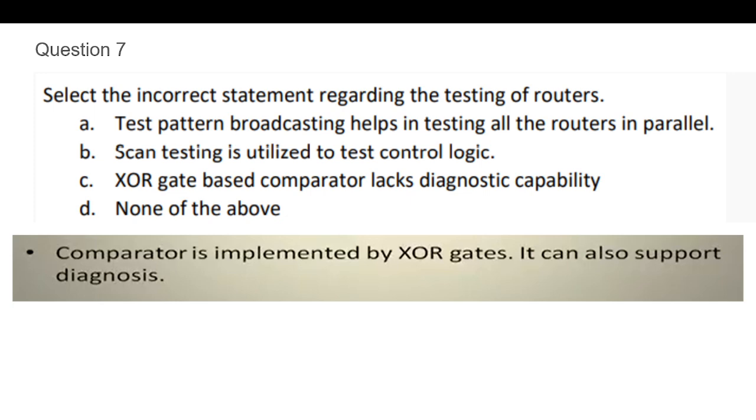Next question. Select the incorrect statement regarding the testing of routers. It is given as option C: XOR gate comparator lacks diagnostic capabilities. But in the slide, we have seen that it can support diagnosis. So this option is incorrect. Next, we will read: scan testing is utilized to test control logic. This is true. And test pattern broadcasting helps in testing all the routers in parallel. So C is the incorrect statement.